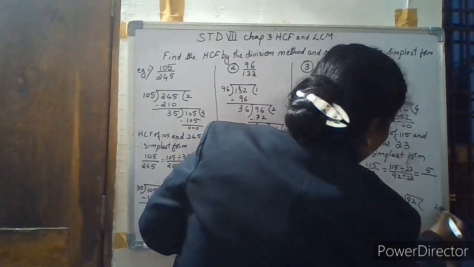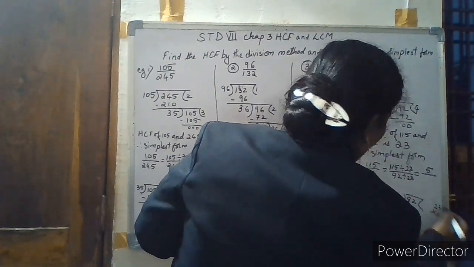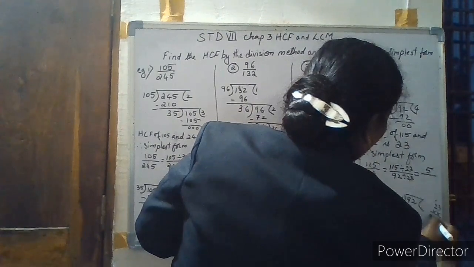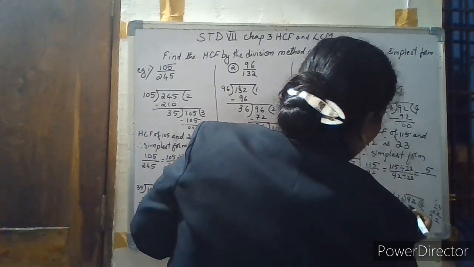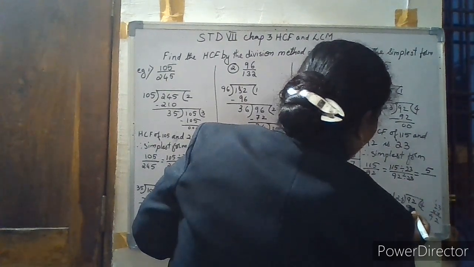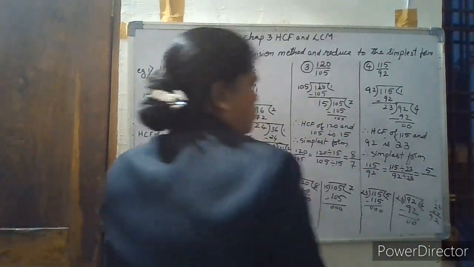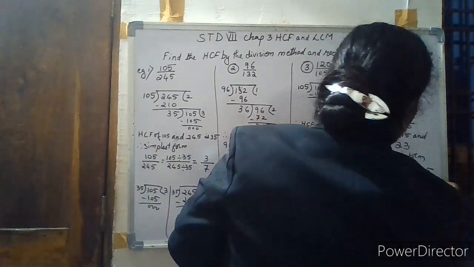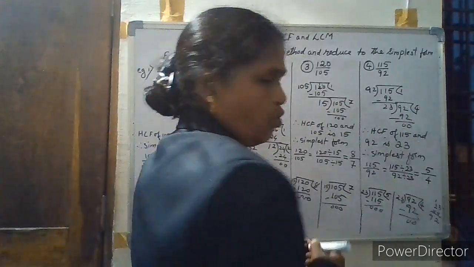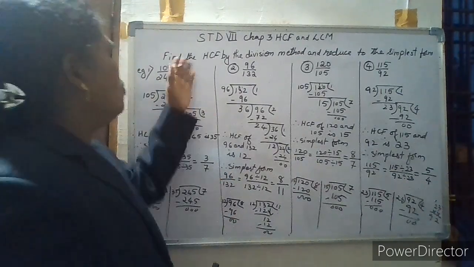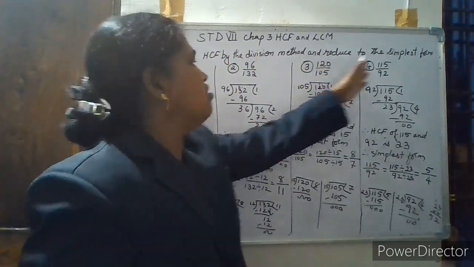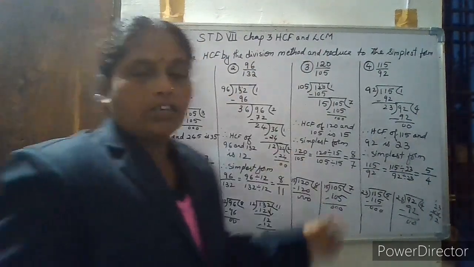So 23, I think suppose 4. 4 threes are 12, carry 4, 4 twos are 8, 1, 9. Yes, 4 times is 92, minus, 0 0. Therefore here we got the simplest form as 5 by 4. So in this way using HCF we can bring this type of fraction into the simplest form.